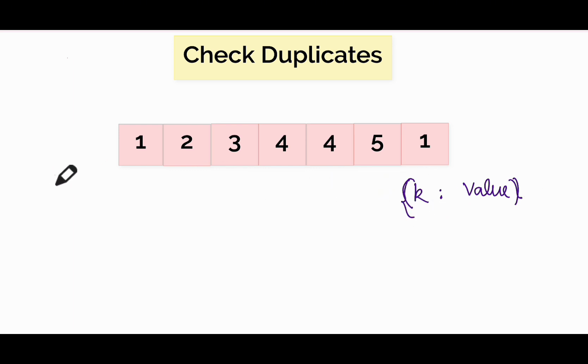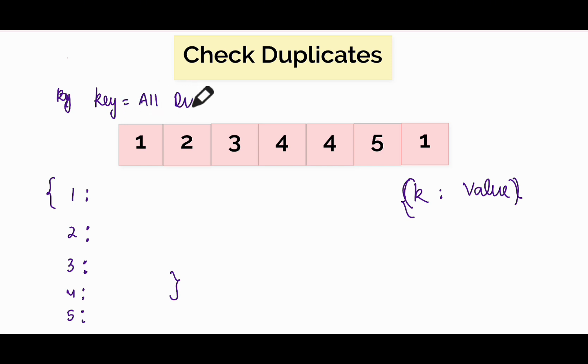Let's discuss that. I will store it in this form where the key is the distinct elements. For example, how many distinct elements are there? 1, then 2, then 3, then 4, and then 5. There are 5 distinct elements. So the key will be equal to all distinct elements present in the list. Now what will be the value? Value will be the frequency of each element in that particular list.